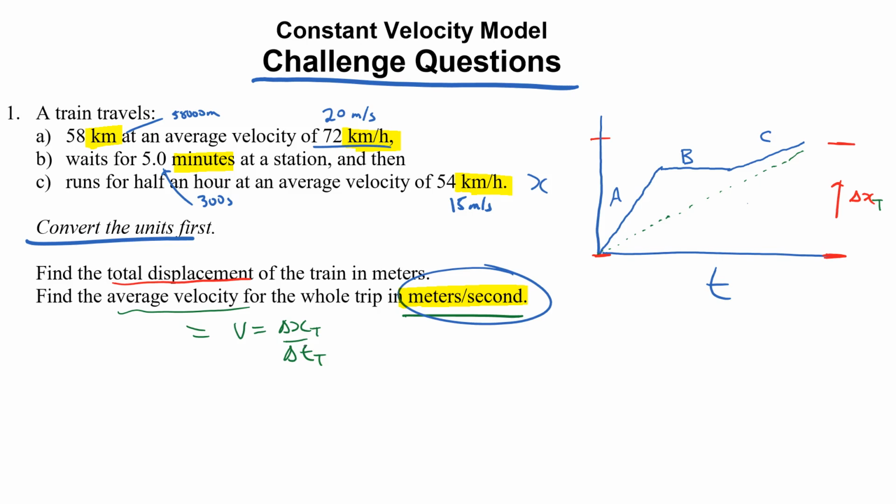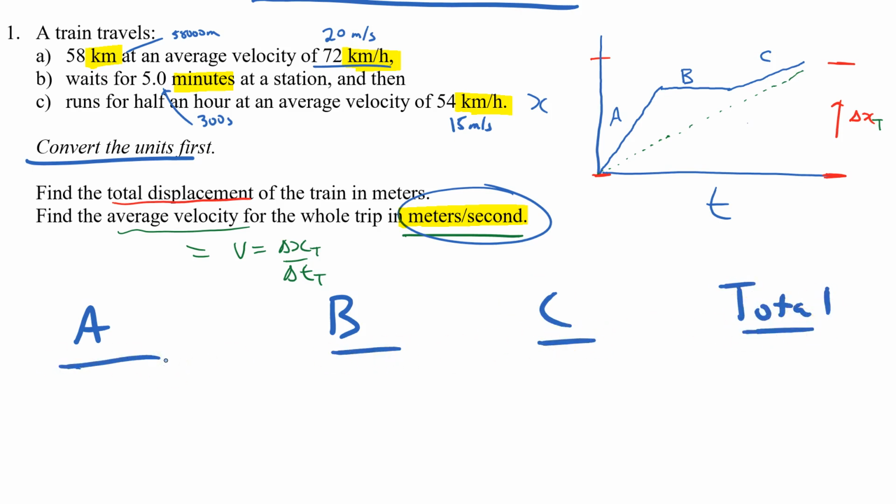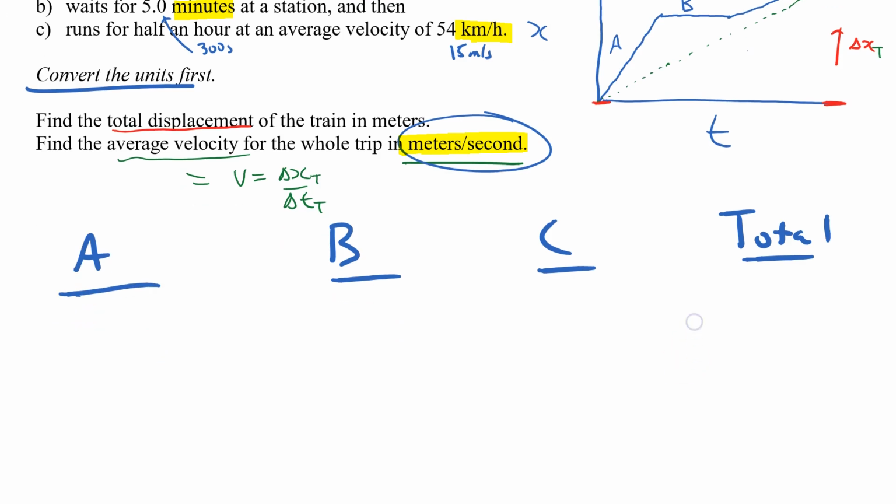So let's think about the displacements first, and it'd be nice to organize this into our three sections. We can go A, B, C, and then here we can say total. Let's see if we can figure out the displacement for A, the displacement for B, and the displacement for C, and then the total will be those all added together.